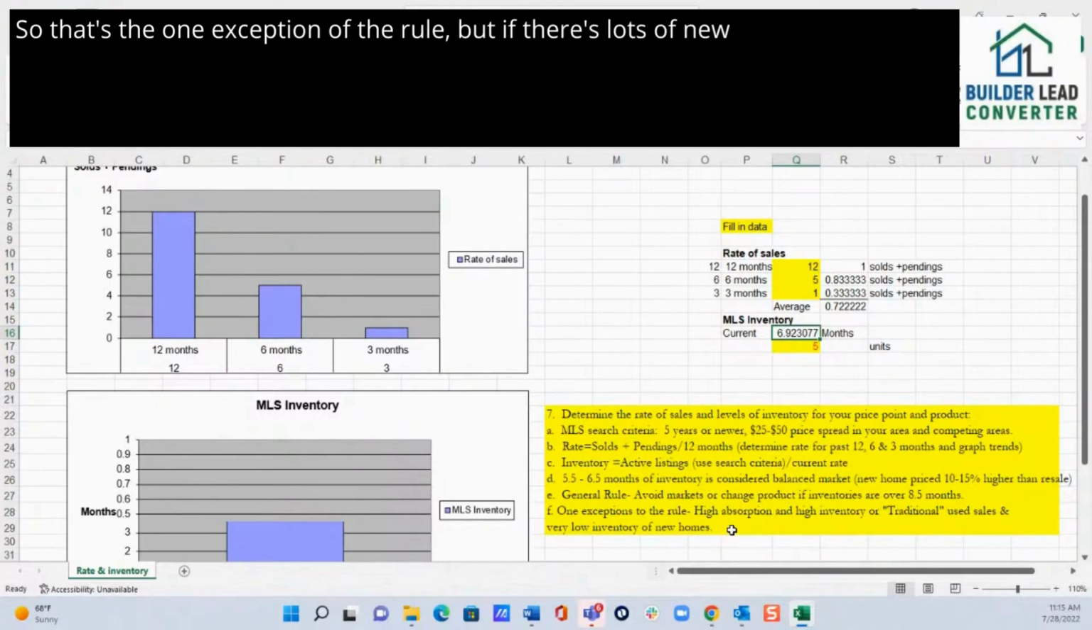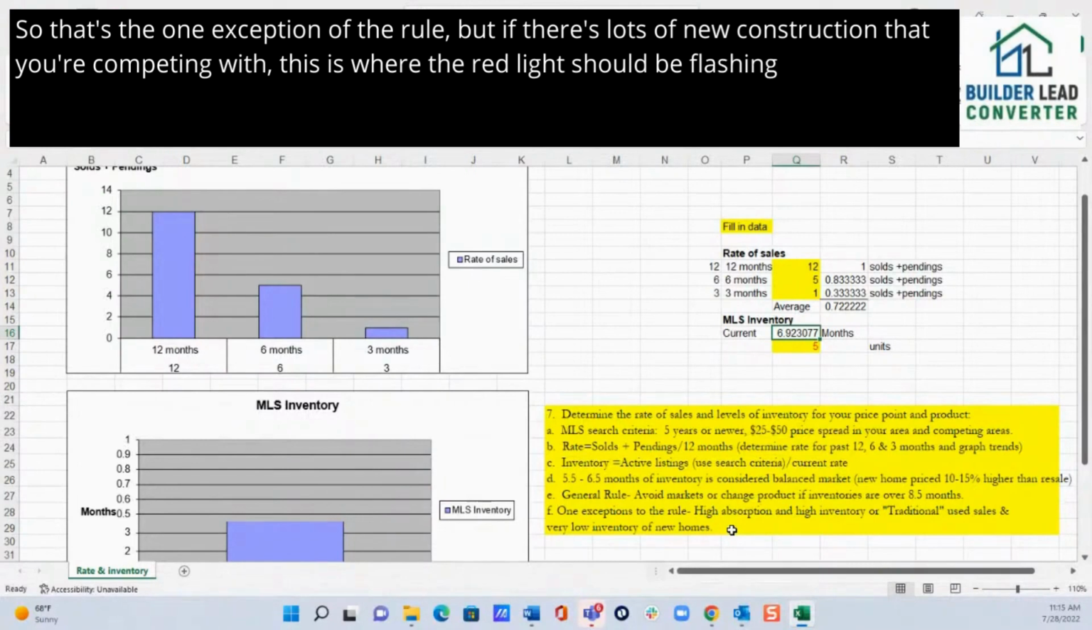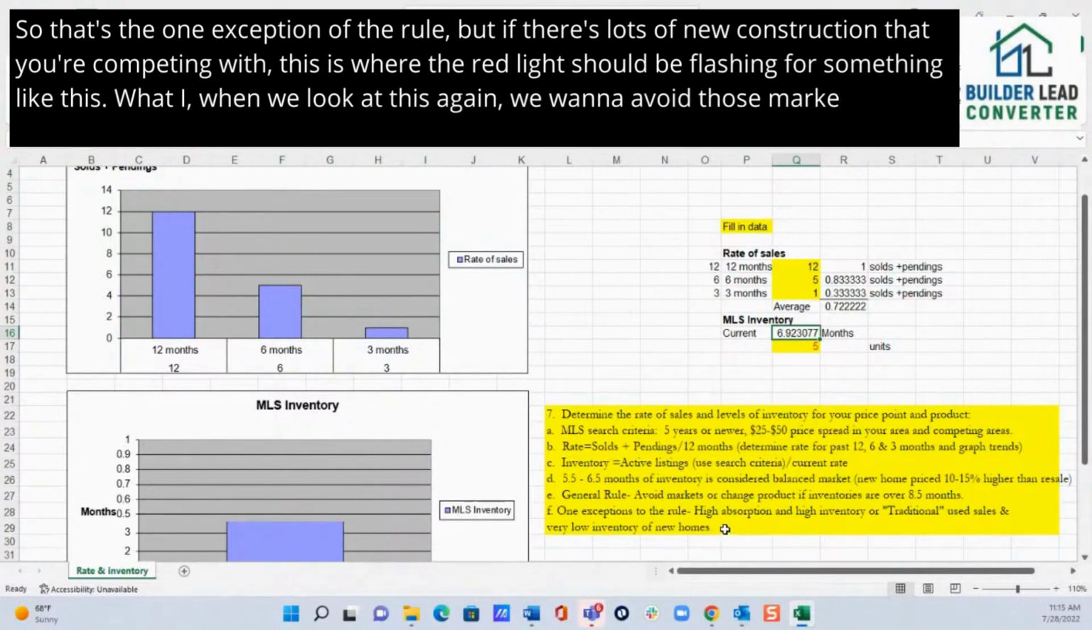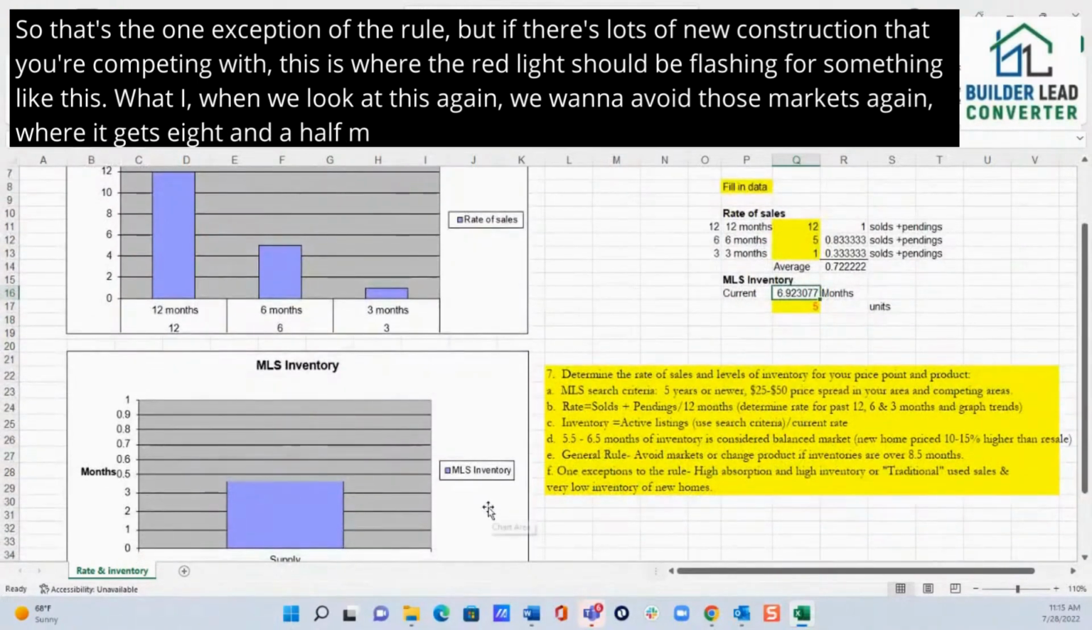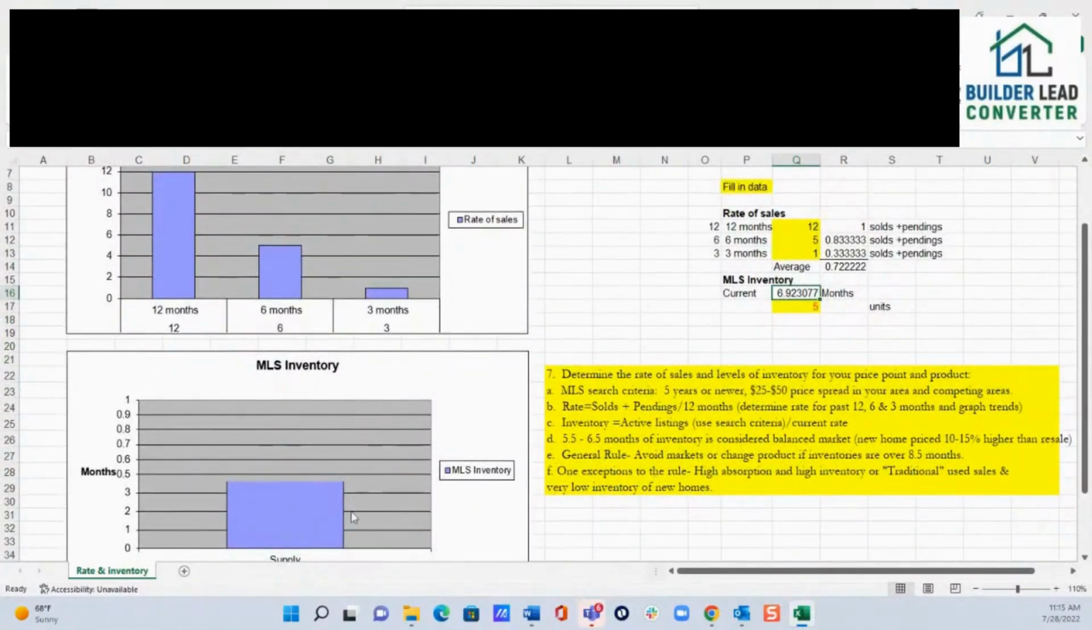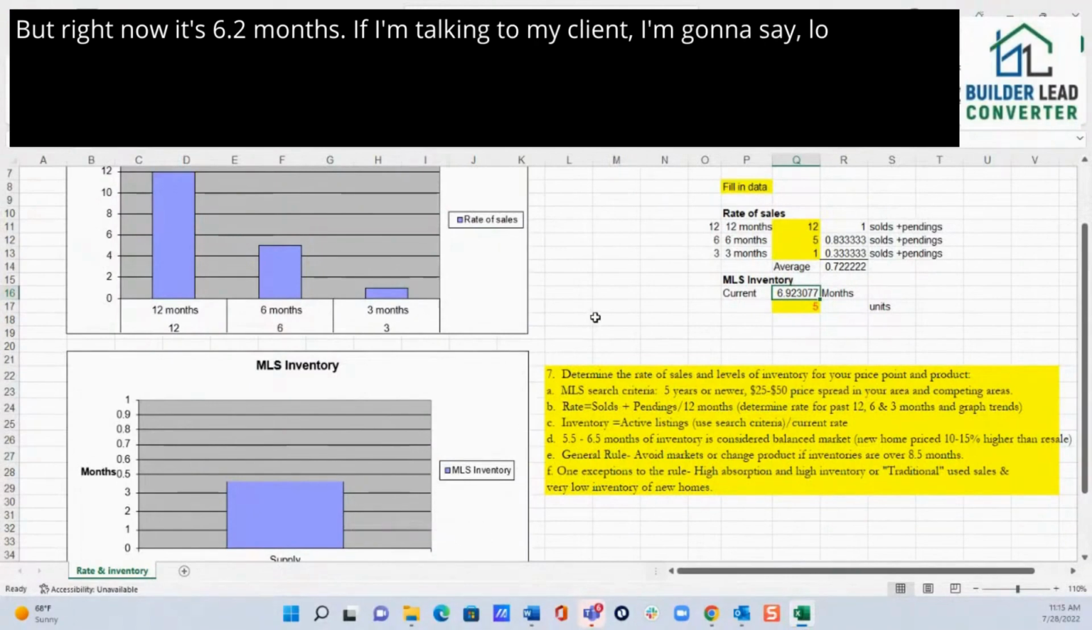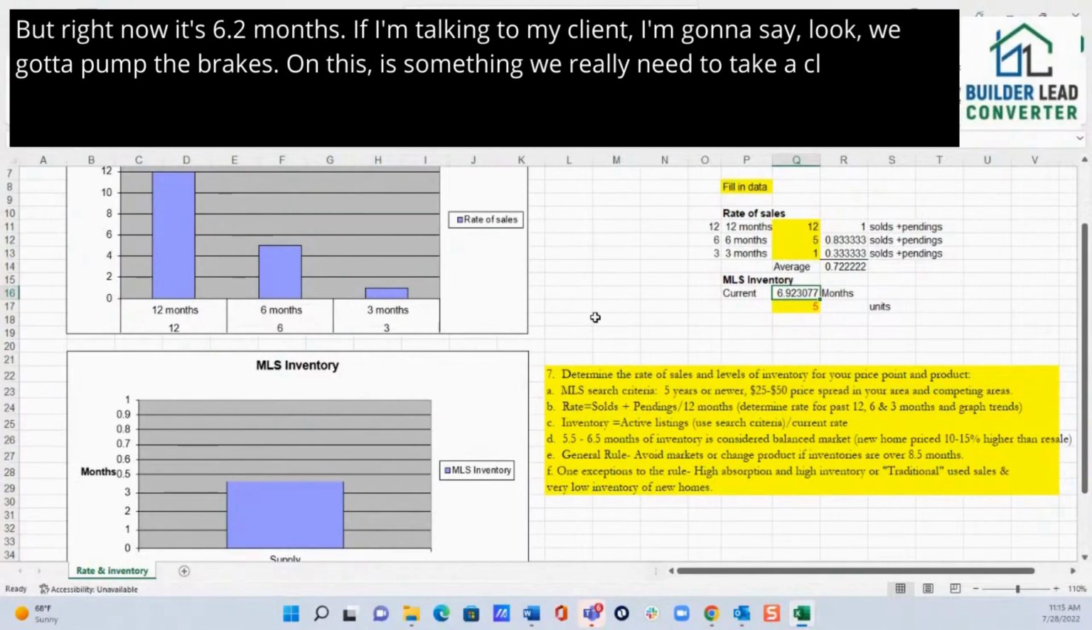But if there's lots of new construction that you're competing with, this is where the red light should be flashing. Again, we want to avoid those markets where it gets to 8.5 months. But right now at 6.92 months, if I'm talking to my client, I'm going to say, look, we've got to pump the brakes on this. This is something we really need to take a closer look at.